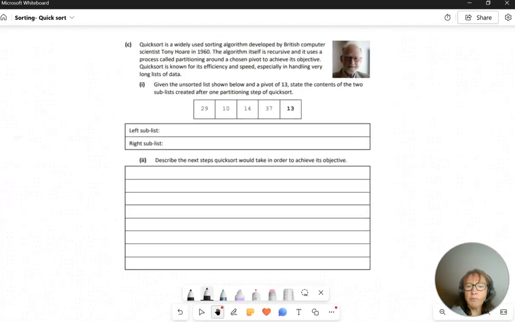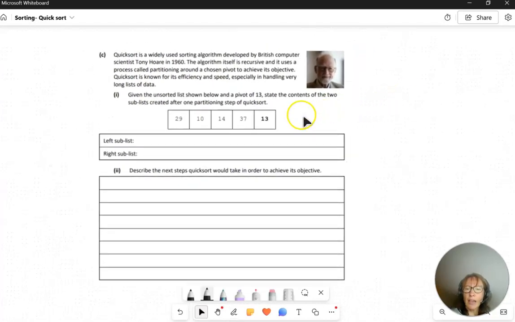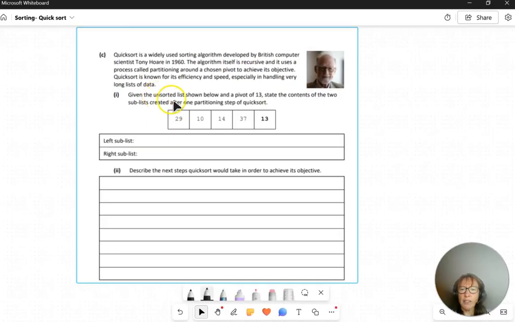And then the next one is again about the quicksort, but it's saying given the unsorted list shown below and a pivot of 13, state the contents of the two sublists created after one partitioning step of quicksort. So you're asked for the list here. And then you're asked to describe the next steps quicksort would take in order to achieve its objective. I would be expecting that they think it's going to be English there, okay?